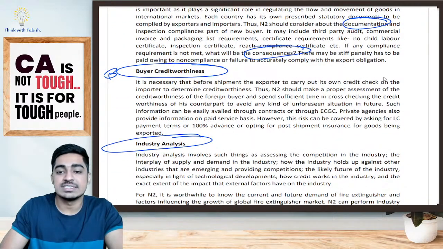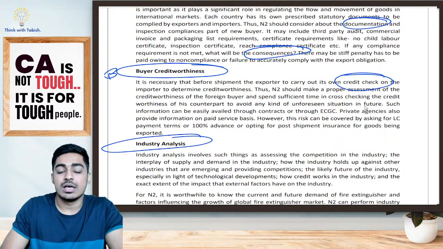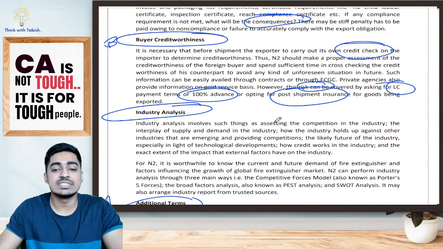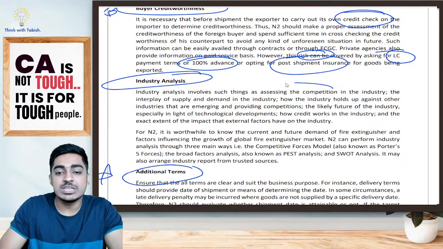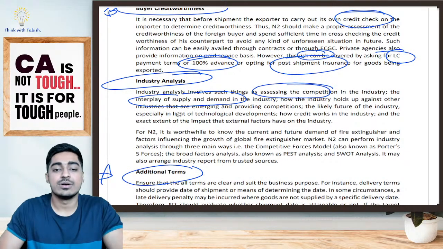Buyer creditworthiness: carry out a credit check to see if he is paying or not. Yes, we have a risk. How can we reduce the risk? Either a letter of credit, 100% advance, or post-shipment insurance. Industry analysis: assess the competition. How strong is the competition? Interplay of supply and demand.